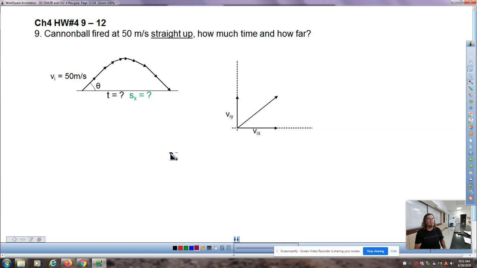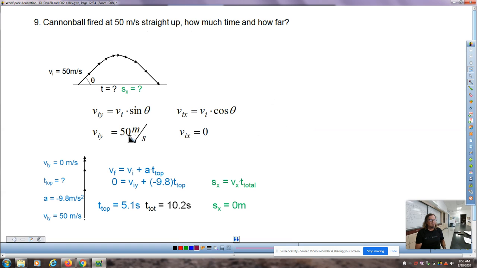All right, we're back together. So find the X and Y components of your VI. It came out to be 50 and zero. That's because it's fired straight up. So this really is a different question on your chapter test, isn't it? Because we have an up and down problem. This is just an up and down problem. This is really all that's going on.